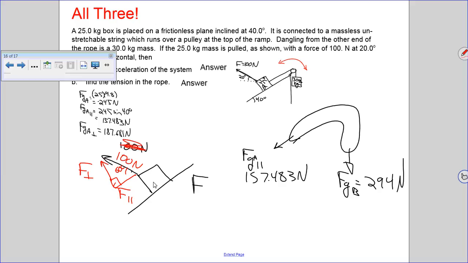Our F parallel is going to be F times the cosine of 60 degrees, and our F perpendicular is going to be F times the sine of 60 degrees. Notice, these are the parallel and perpendicular components of the applied force, not gravity, so we're not tied to the sine and cosine conventions I showed you a minute ago. Clear? So 100 times the cosine of 60 gives you 50 newtons. The perpendicular one we don't need to solve, but it turns out to be about 86.6 newtons.